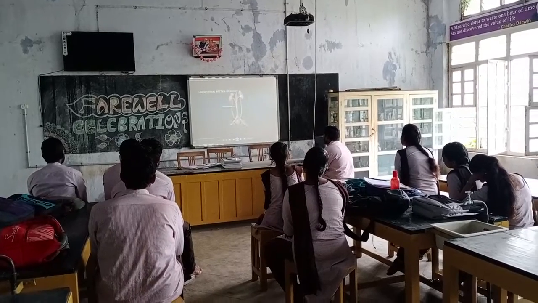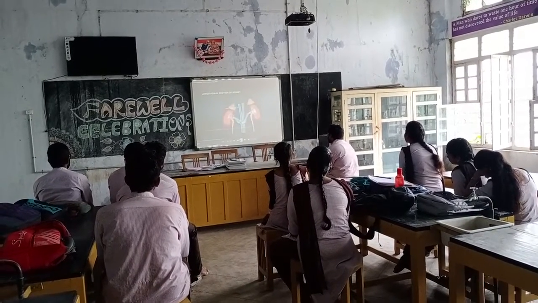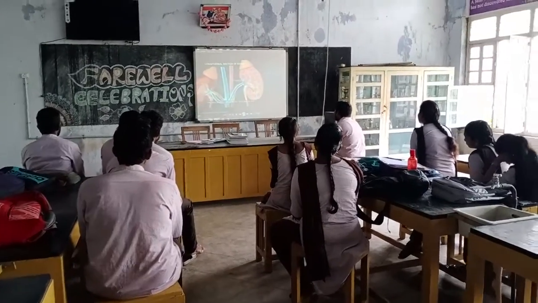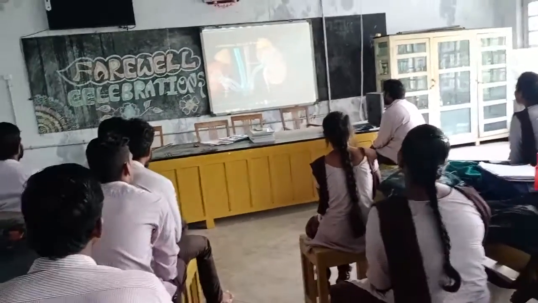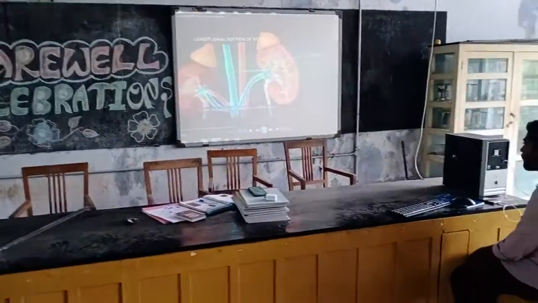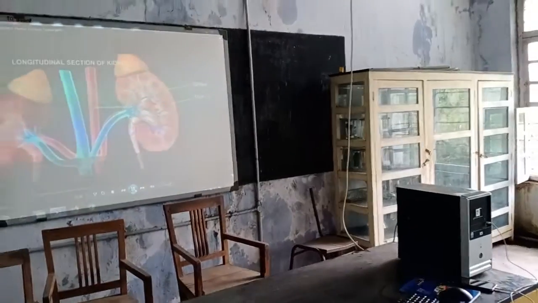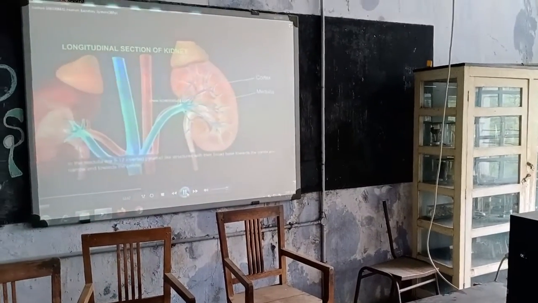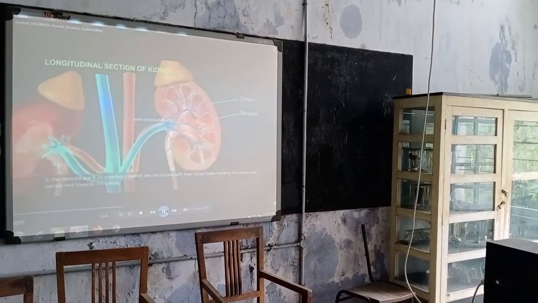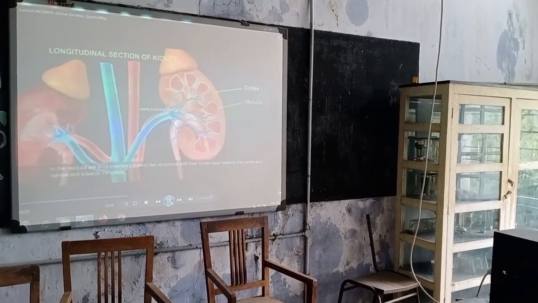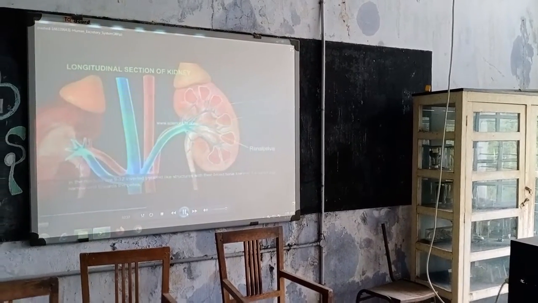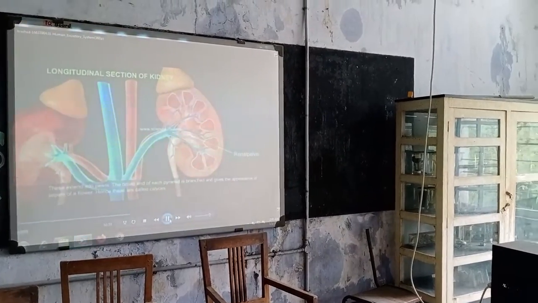Longitudinal section of kidney. The outer region of the kidney is deep red in color and is called the cortex. The inner region is light red in color and is called the medulla. In the medulla are 9 to 12 inverted pyramid-like structures with a broad base towards the cortex and a narrow end towards the pelvis. These extend into the pelvis.